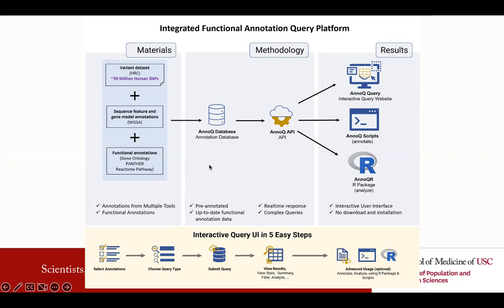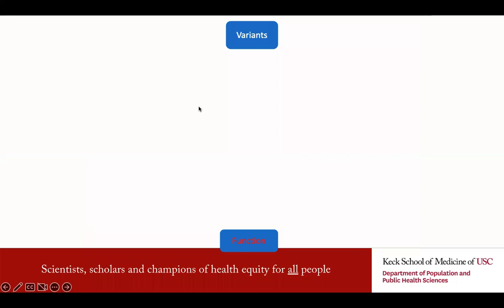So I'm going to first tell you a little bit about how we build this database. There are basically two elements in this database that are different from others. One is integration. We have to integrate a lot of tools together to pre-annotate. The second is to incorporate functional annotations into this whole system. So how do we annotate the variant to the function?